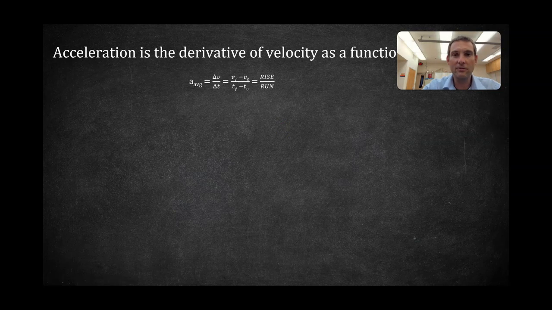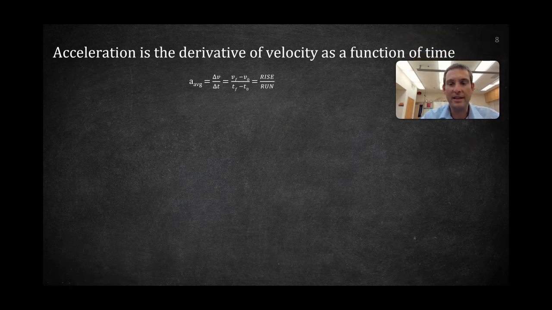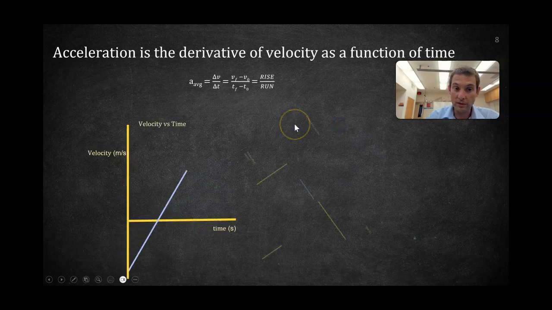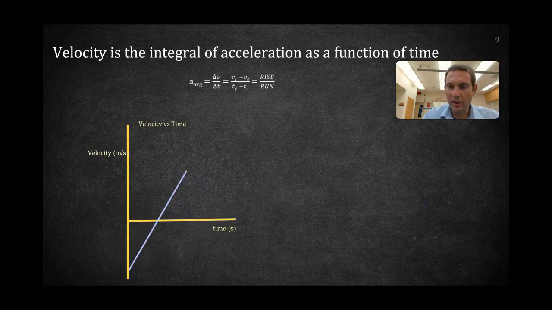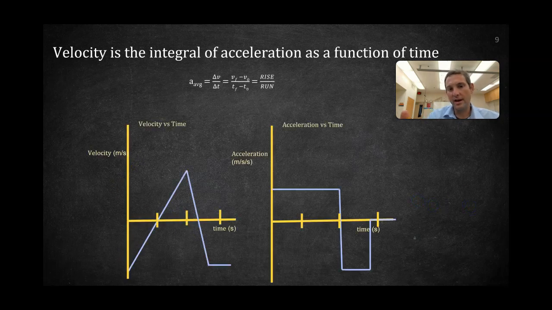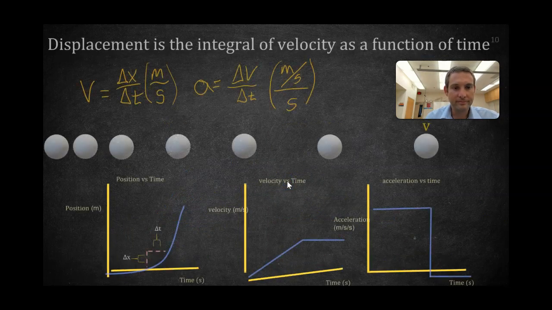Acceleration is the derivative of velocity as a function of time, which just means what we've shown. And if I add in the actual time markings on the graph, you'll see the time markings match up with what's happening on the acceleration versus time graph.